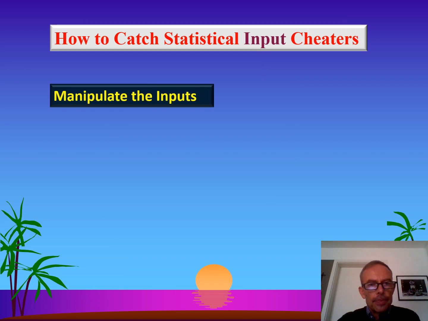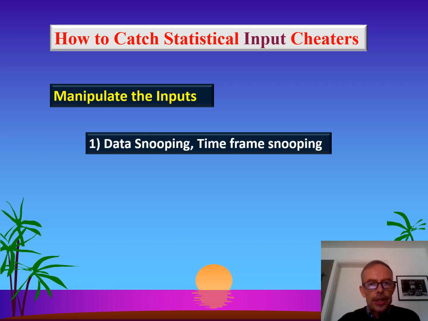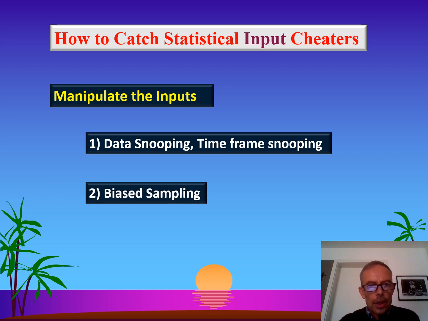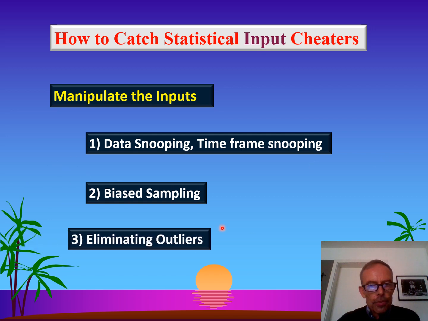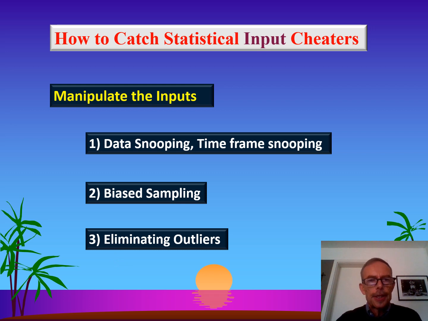Today we're going to talk about how to manipulate the inputs and catch those input cheaters. There are three ways you can basically do this. You might have heard about data snooping or time frame snooping. We can take a sample that is biased, or we can talk about whether it is okay to eliminate outliers. Okay, so that's basically our agenda.